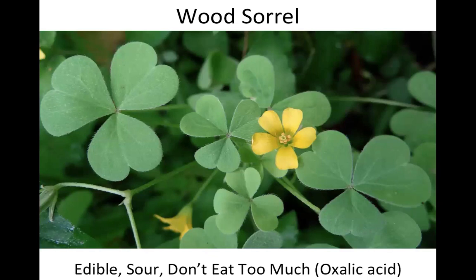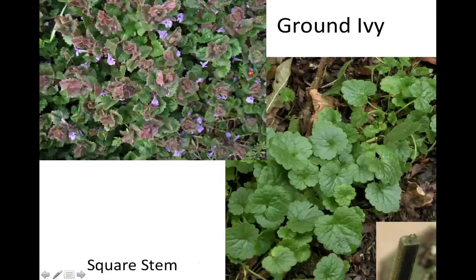But a lot of people will put it in water, and it just adds some sourness, or just chew on it throughout the day. It's really easy to deal with, and really easy to pull. Ground ivy, again, pretty easy to deal with. Square stems, will definitely appear in your garden throughout the year.